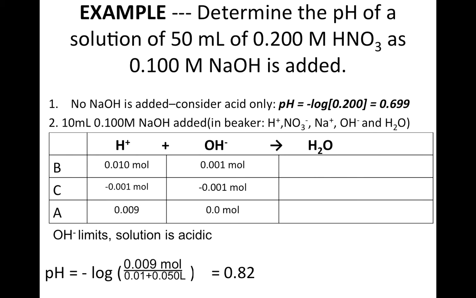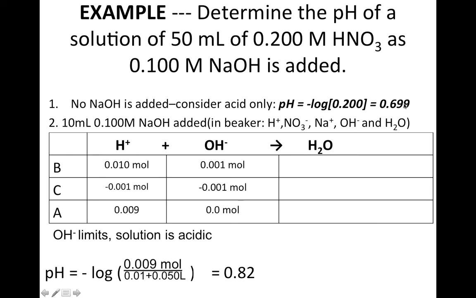We've picked out 4 points for you to look at. The first is before the titration begins, no sodium hydroxide is added. What is the pH? Since HNO3 is a strong acid, all we have to do is take the molarity of the starting solution, 0.2, and take the negative log. So this is a very strong acid. The pH is less than 1.